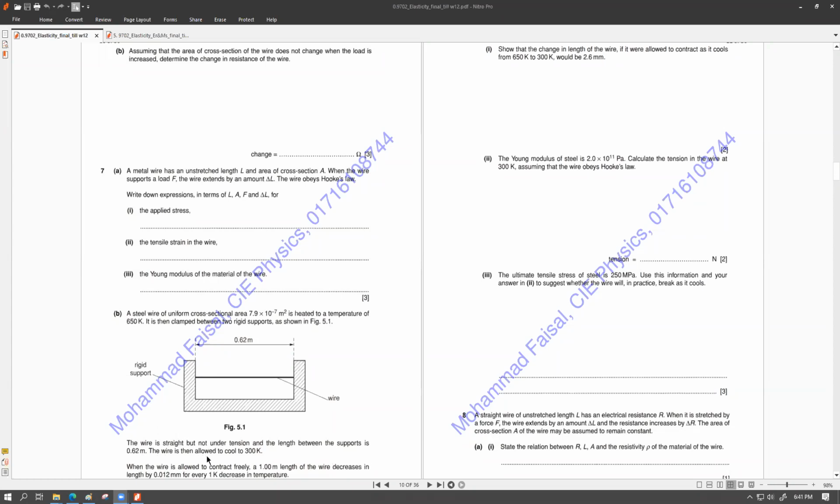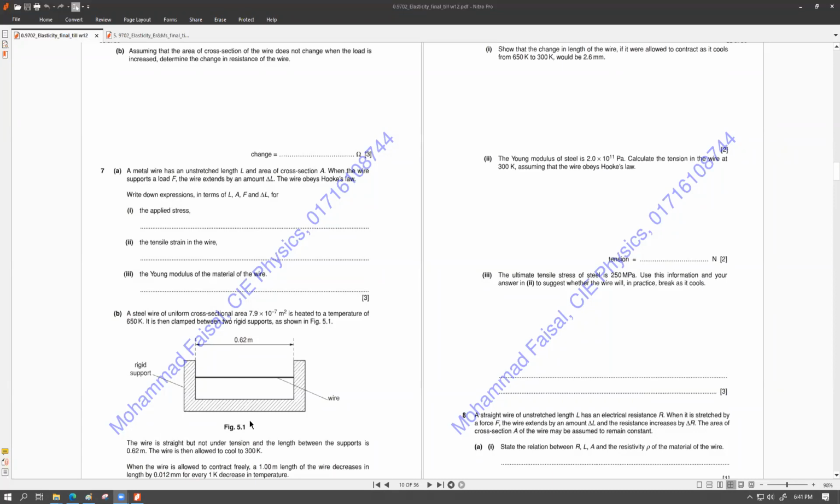The wire is then allowed to cool to 300 Kelvin. So from 650 Kelvin, now we are allowing the wire to cool down to 300 Kelvin. So it's now going to start to cool off. But as it cools off, naturally it is going to try to shrink. It is going to try to contract because it is becoming cooler, so it is becoming of lower temperature. So it will contract. But because of the rigid support system that we have attached it with, it cannot contract.